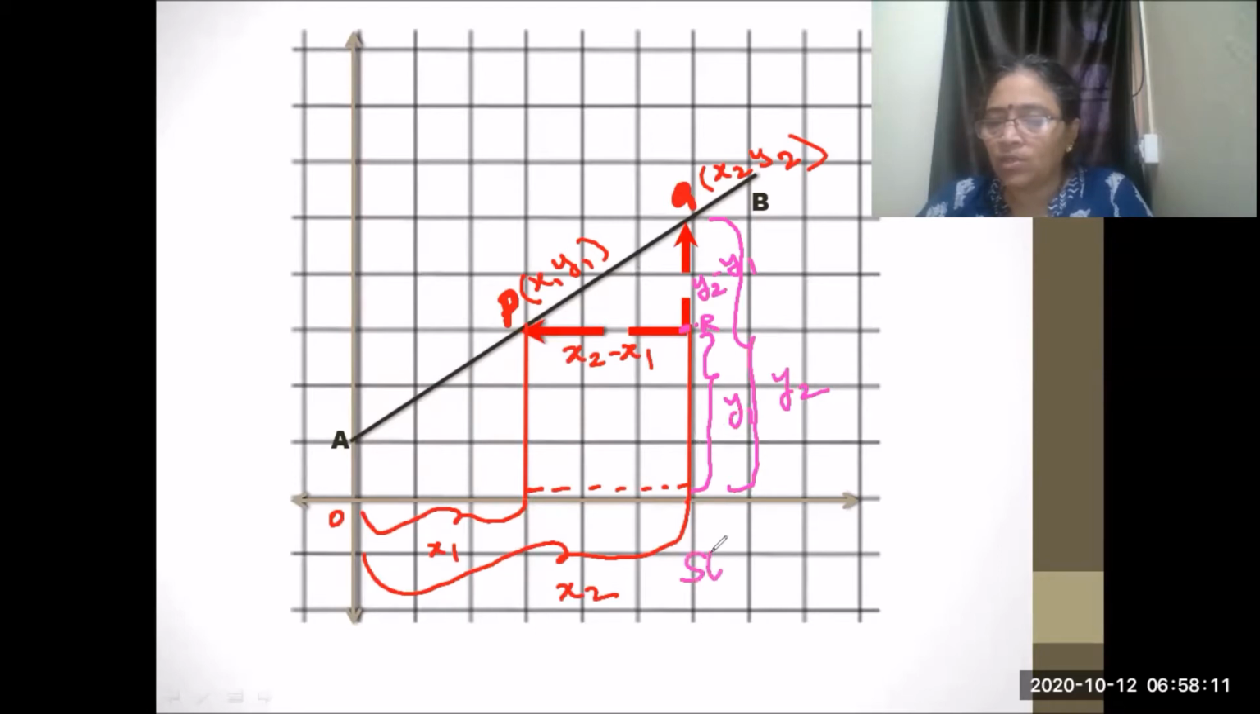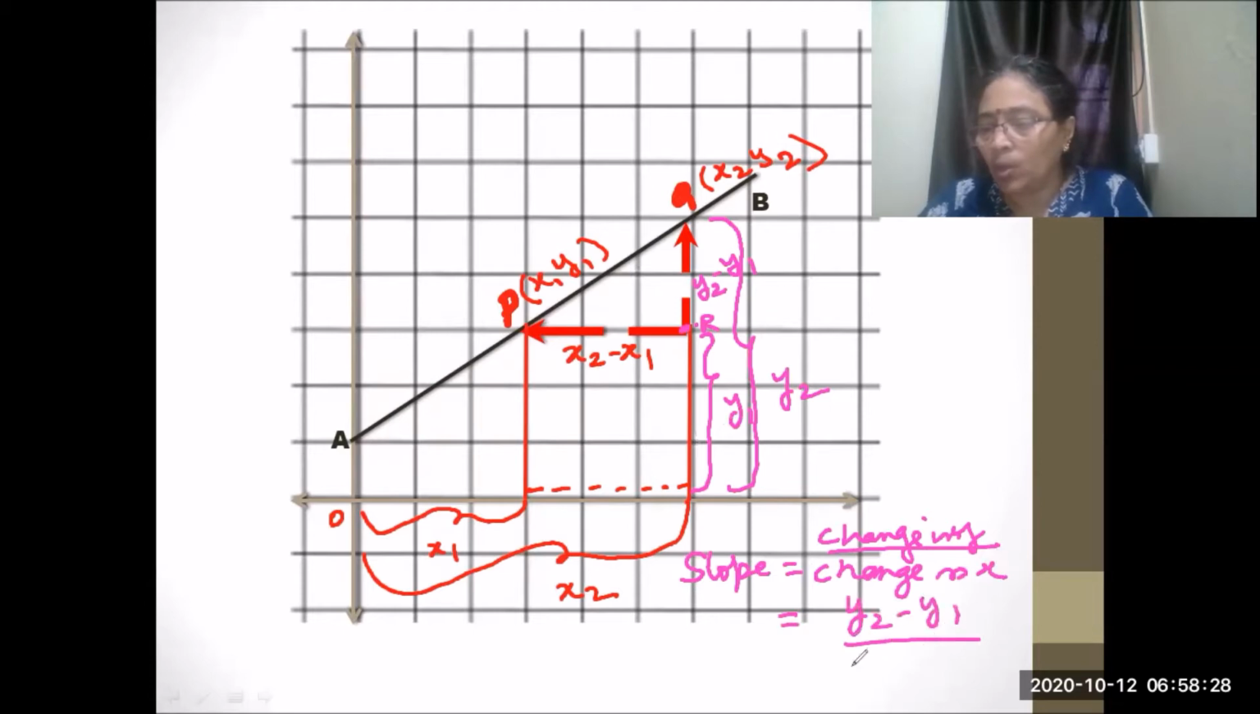So now what is the formula for finding the slope? Change in y over change in x, or else it can be written as y2 minus y1 upon x2 minus x1. So the slope is uniform throughout the line. Any 2 points if you take, the slope will be constant throughout this line AB.